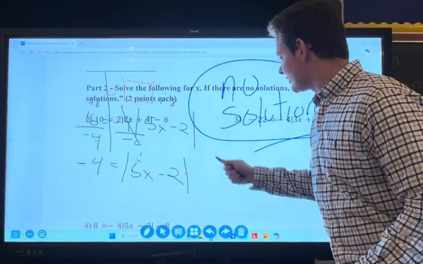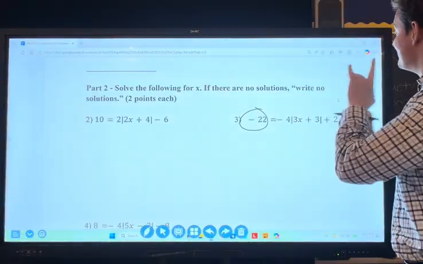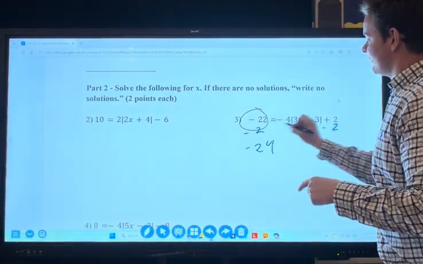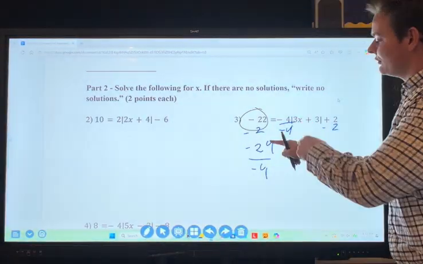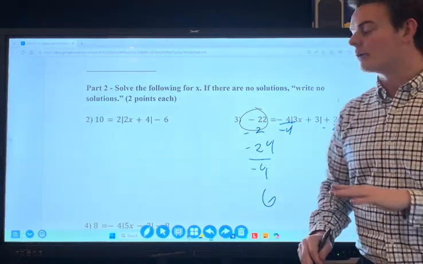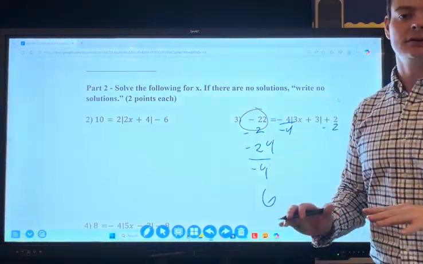Number 3 looked like it was going to be no solutions because it started with this negative. But after I did all my math, moving over the negative 2 and dividing by negative 4, two negatives actually made this a positive. Therefore, I was able to solve it.